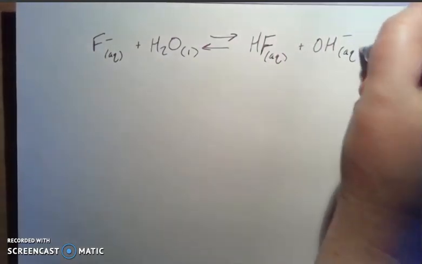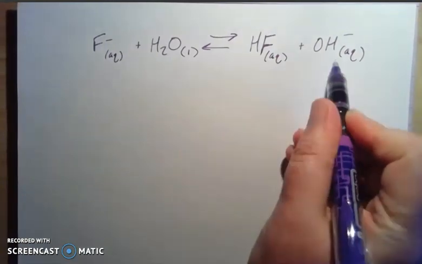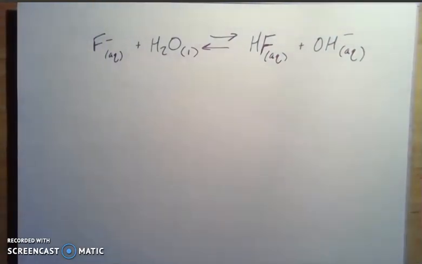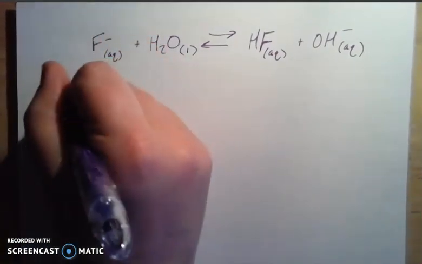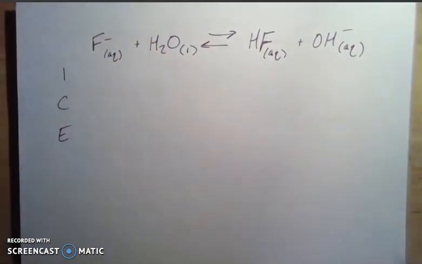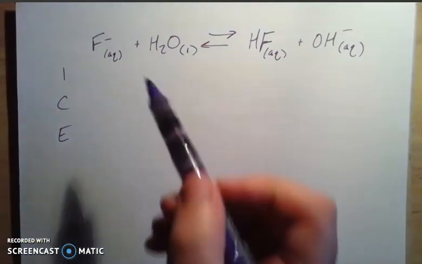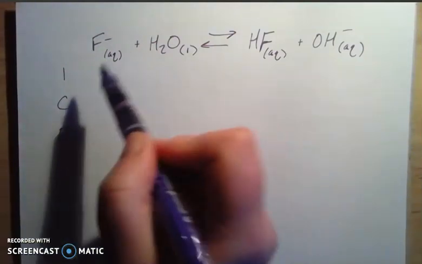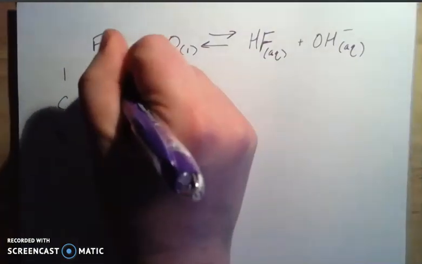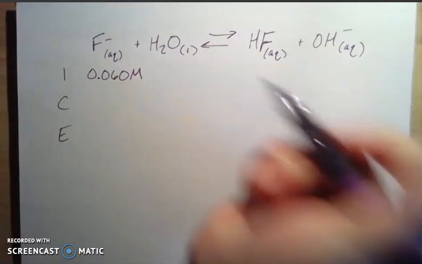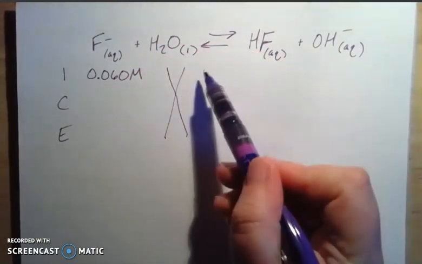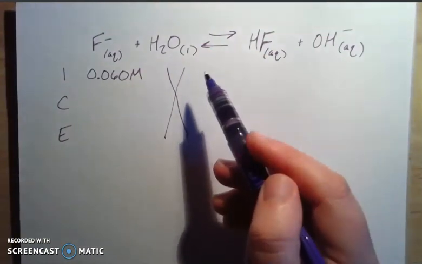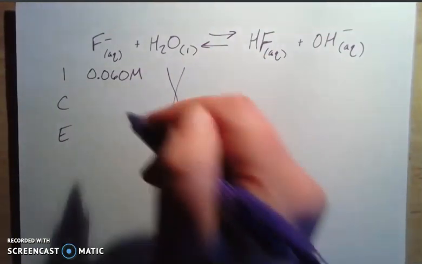Giving me hydrofluoric acid again, which is weak, and my hydroxide, which is making my solution basic. And now I'm going to do an ICE box, or an ICE table, and I'm going to plug in the concentration that I just calculated from the first part for my fluoride. Now we're disregarding water in all of this because it's a pure substance, a pure liquid, so it's not going to be in our equilibrium constant expression.